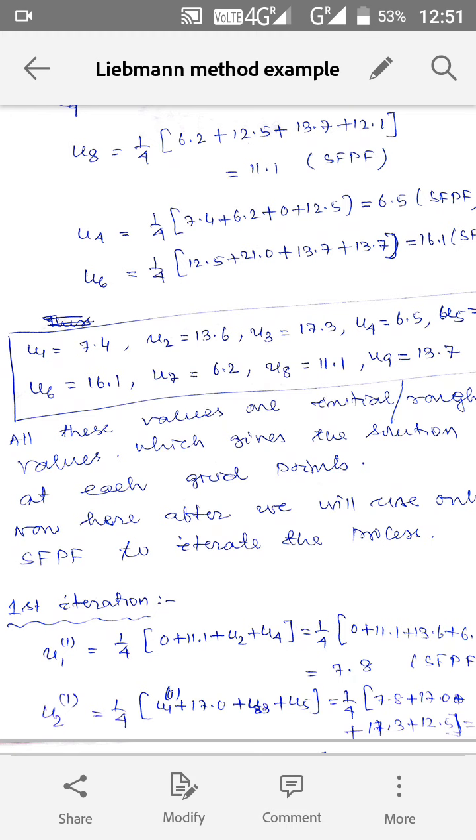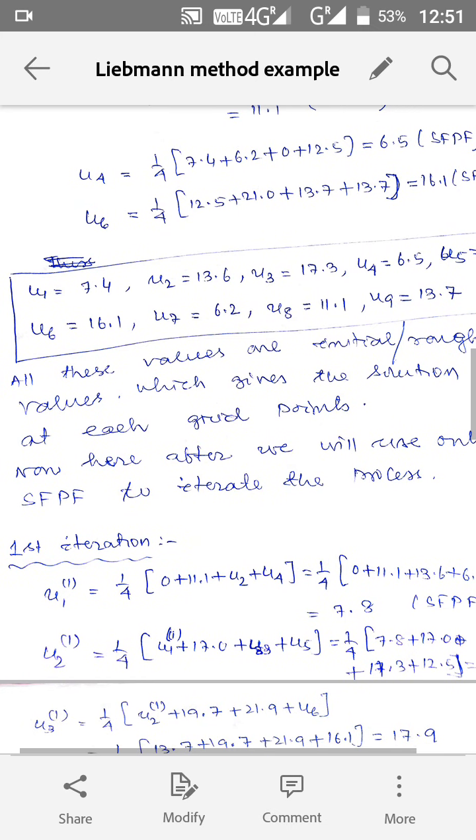So let us go for the first iteration, u1 of 1. U1 of 1 means the superscript 1 represents the number of the iteration. Number of iteration means first improvement is 1, second improvement is 2, third improvement is 3, and so on. So let us find the first improvement of u1.